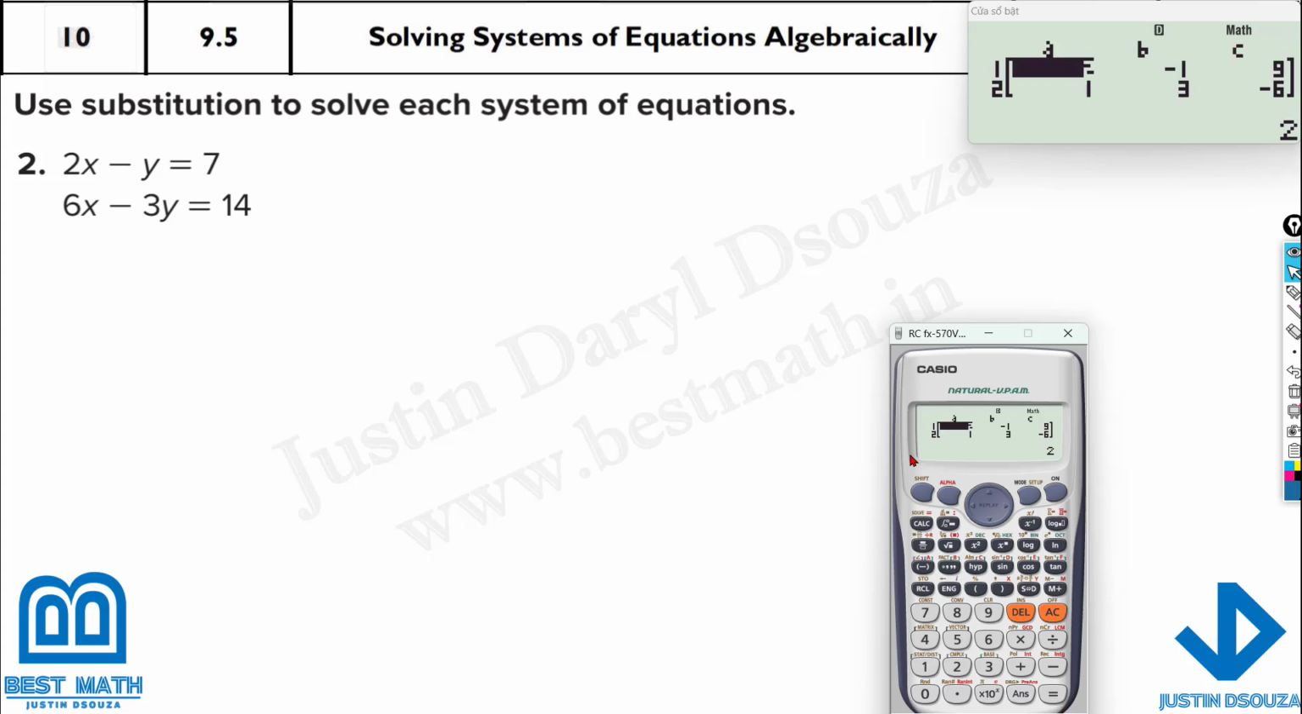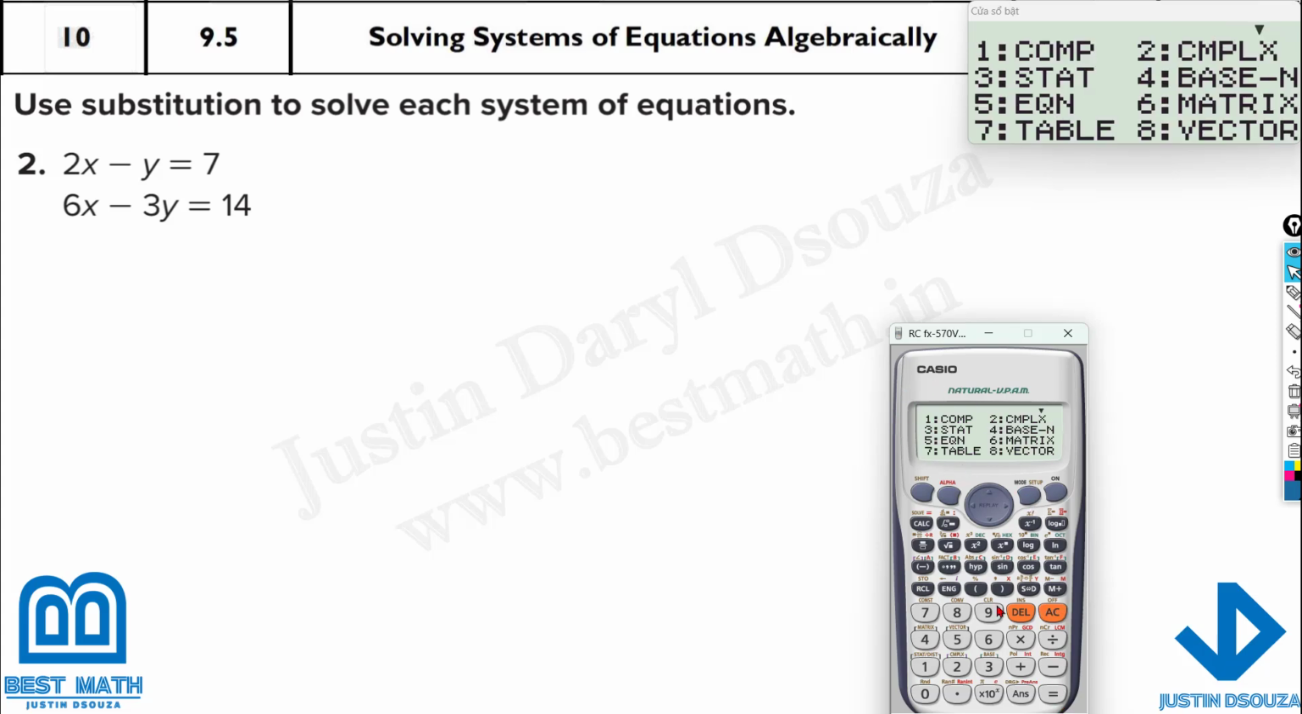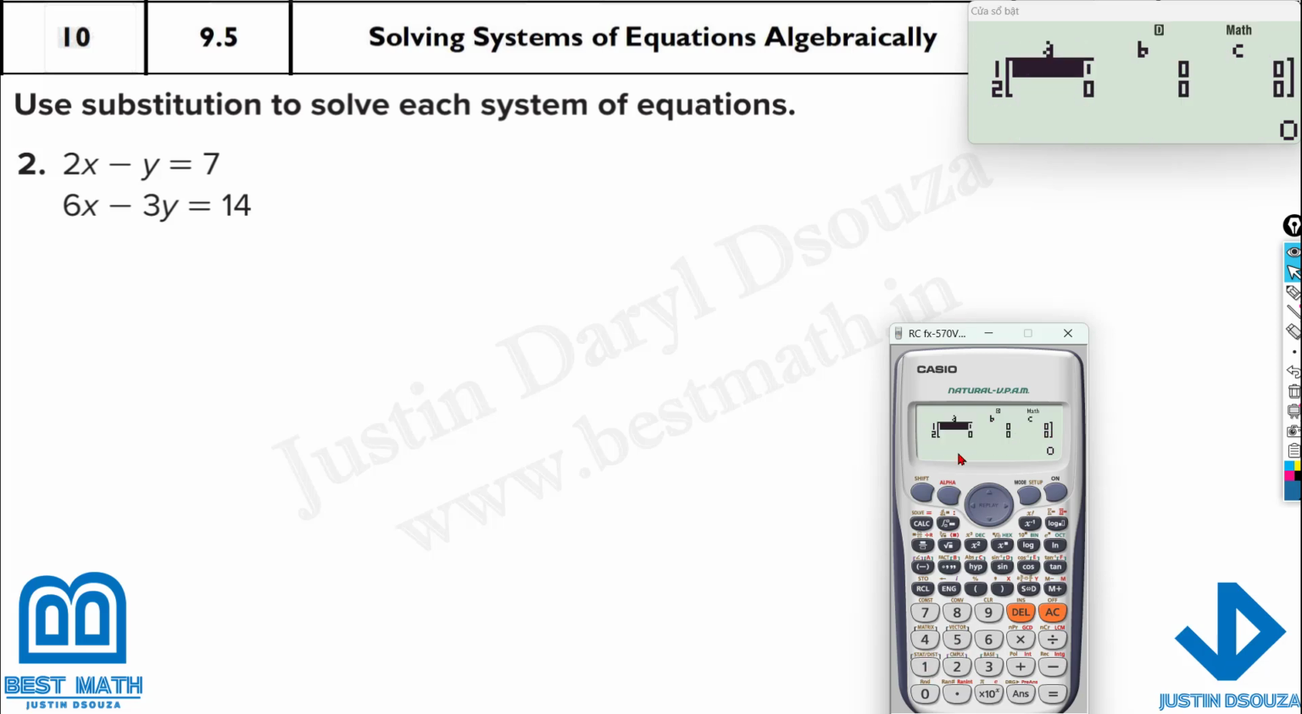You can press AC and get back to that, or you can click on MODE 1. We just need to type the coefficients. It's 2, -1, and lastly we have 7. In the second equation, we have 6, -3, and 14. Just remember, here you can see there's -y. There's nothing, so it's 1 and the negative sign, so it's -1. Now, in this case, there is no solution.